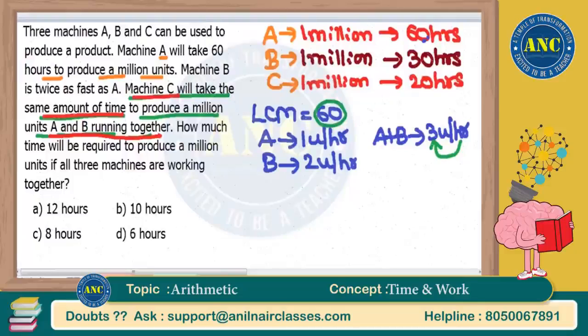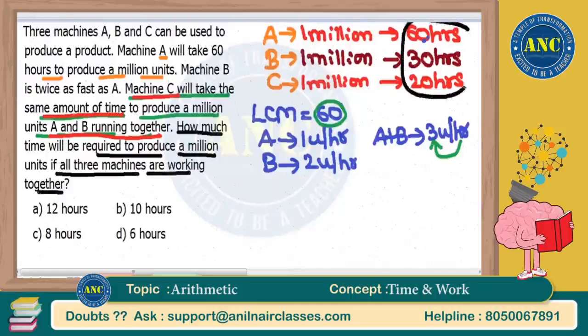Now see here. Now they are asking how much time will be required to produce a million unit if all 3 machines are working together. All 3 are working together. All the 3 I should consider. Now everywhere it is a million, 1 million itself. So you can ignore that because everywhere it's the same data. Now 60, 30 and 20. LCM is how much? 60.